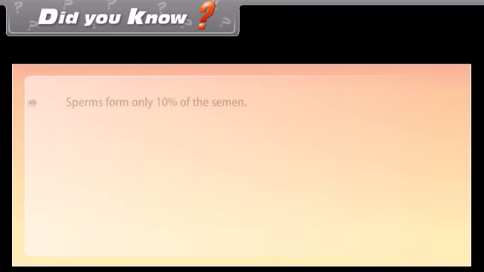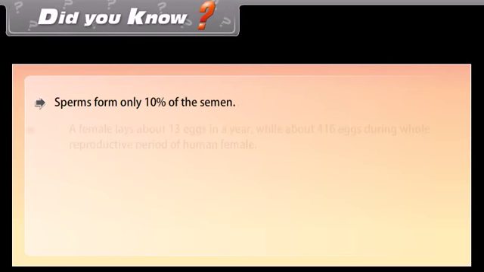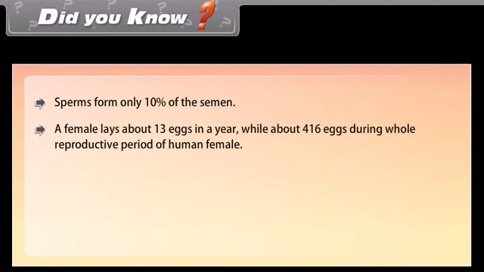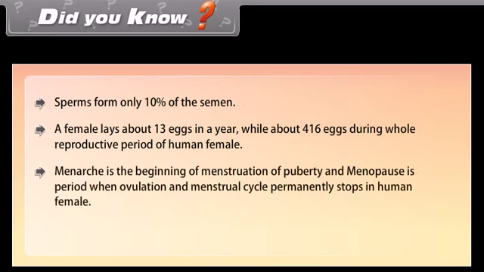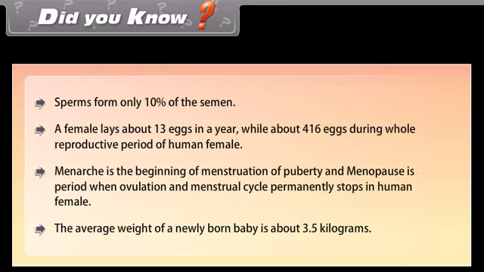Did you know sperms form only 10% of the semen? A female releases about 13 eggs in a year, and about 416 eggs during the whole reproductive period. Menarche is the beginning of menstruation at puberty, and menopause is the period when ovulation and the menstrual cycle permanently stop in the human female. The average weight of a newborn baby is about 3.5 kilograms.